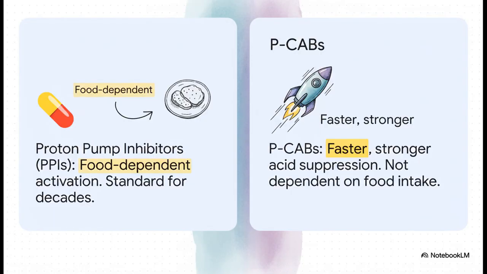Now, on the medication front, we have two main classes of acid suppressants. For decades, the workhorse has been proton pump inhibitors, or PPIs. But there's a newer class, PCABs, that have some pretty big advantages. They work faster, they provide more powerful acid suppression, and, this is a big one, their effectiveness doesn't depend on when you eat. That makes them really useful for severe cases and for controlling those tough nighttime symptoms.